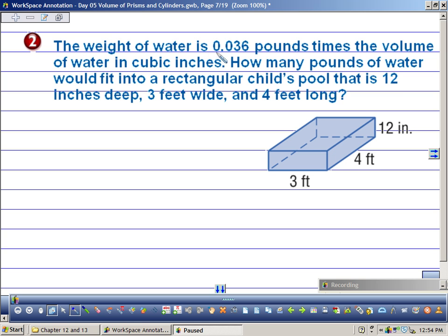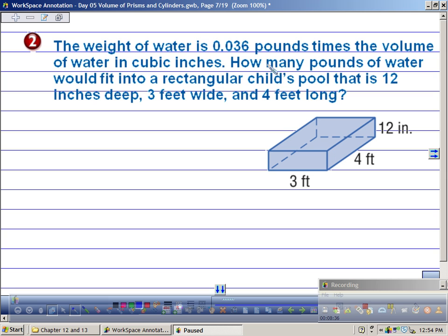Okay, the weight of water is 0.036 pounds times the volume of water in cubic inches. How many pounds of water would fit into a rectangular child's pool that is 12 inches deep, 3 feet wide, and 4 feet long?